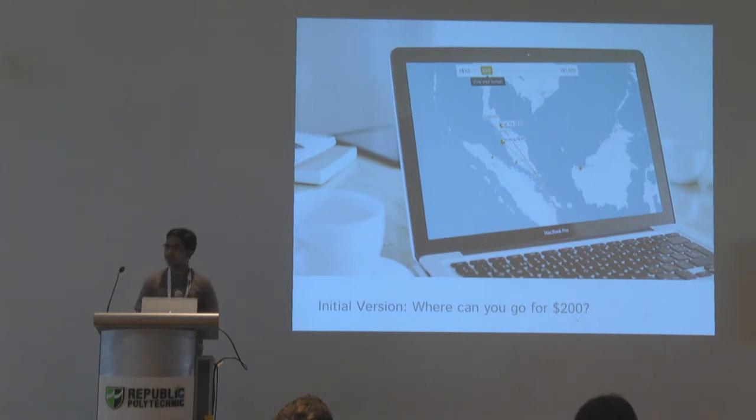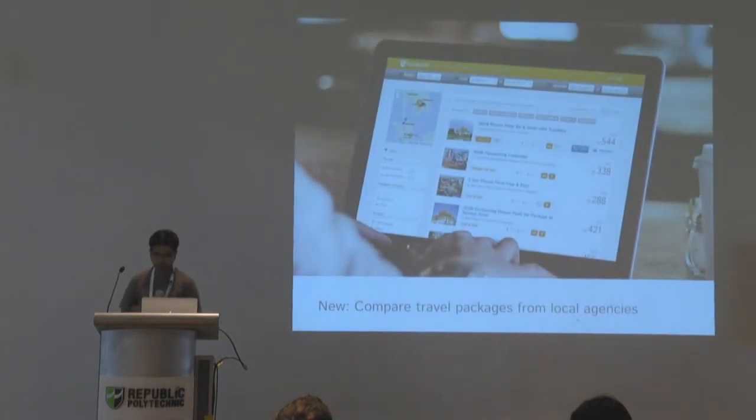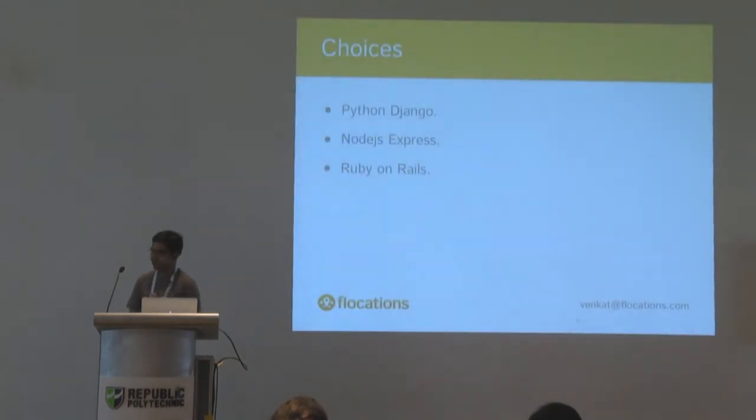So that's the main reason we used PHP, and we chose CodeIgniter because it's very easy to learn. The new version was solving a different problem: basically you can search for travel packages from local travel agencies. So the new version got a new set of problems. We thought this was the right time to change our framework because we faced some limitations with CodeIgniter and PHP.